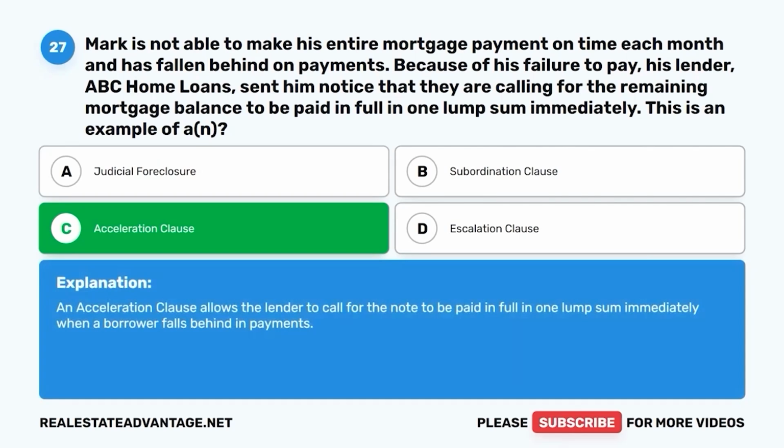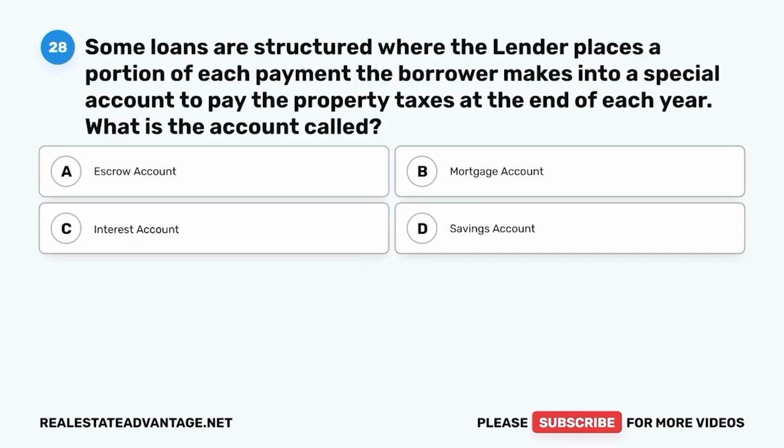An acceleration clause allows the lender to call for the note to be paid in full in one lump sum immediately when a borrower falls behind in payments.